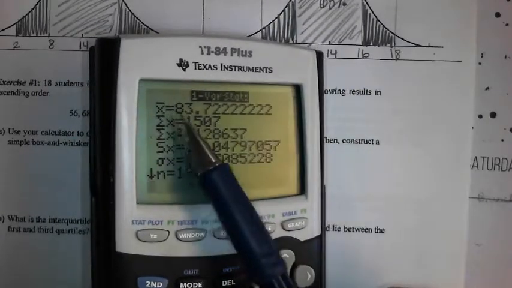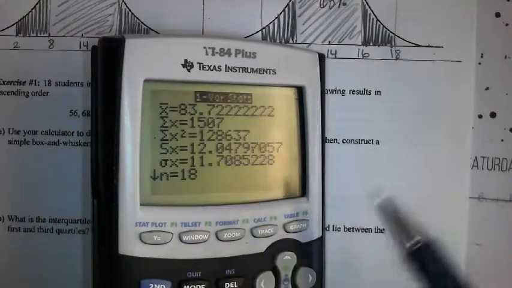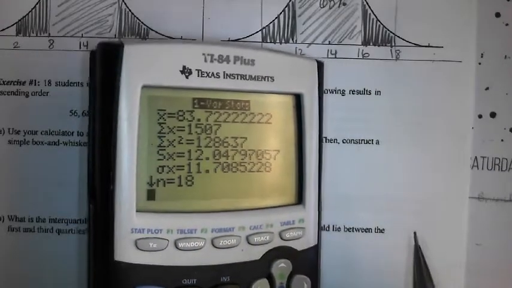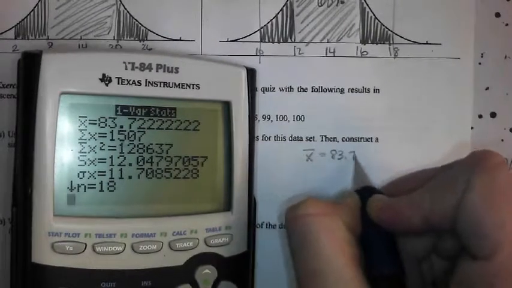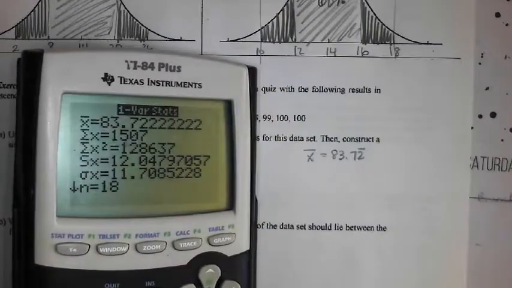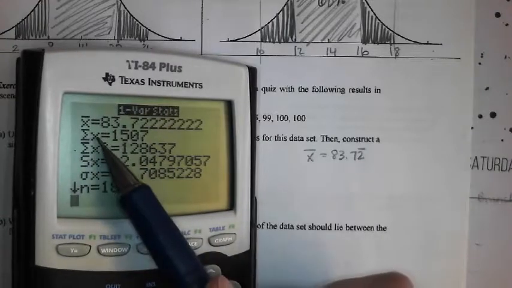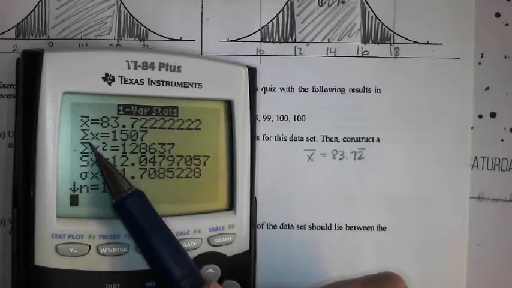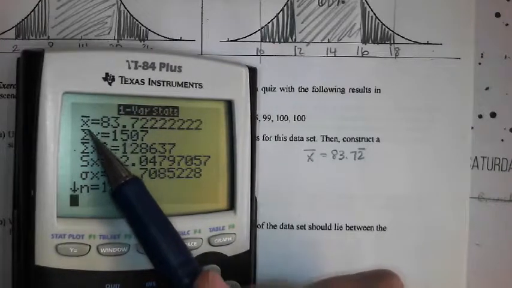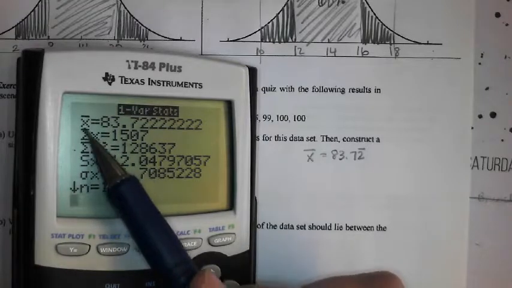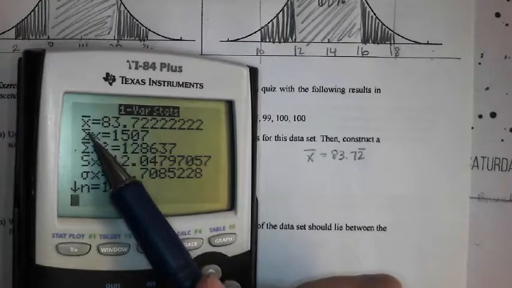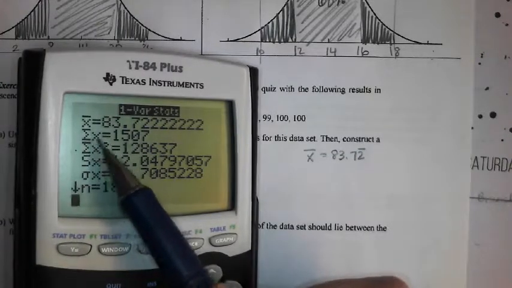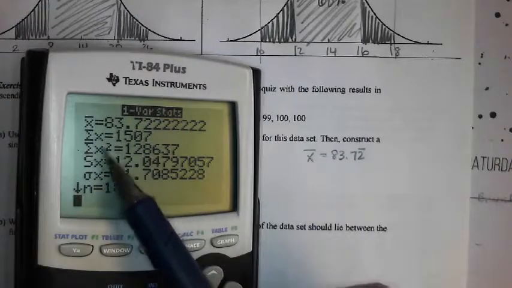Does anybody know what X bar means with this little bar on the top? What'd you say? Average, yep, that's your mean. X bar equals 83.72 repeating. How about this next one? This 1,507. What does this symbol mean? You should know that from our sequences and series chapter. All of them added together. That's your summation notation, sigma. We won't ever use that, but just so you know, that's what it is.